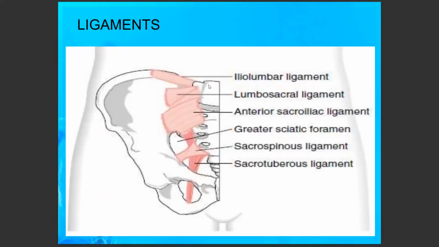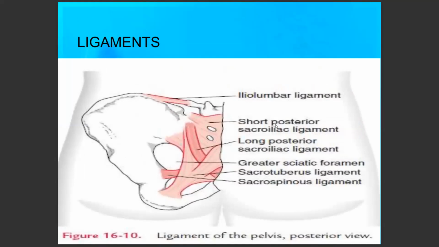These are the ligaments of the sacroiliac joint: the iliolumbar ligament, the lumbosacral ligament, and these are the specific ligaments which provide stability to the sacroiliac joints. These are the anterior sacroiliac ligaments, the sacrospinous ligament, the sacrotuberous ligament. And there are other ligaments on the posterior side, known as the posterior sacroiliac ligaments, which are divided into two: the short and long posterior sacroiliac ligaments. These are the sacrotuberous ligament and the sacrospinous ligament.